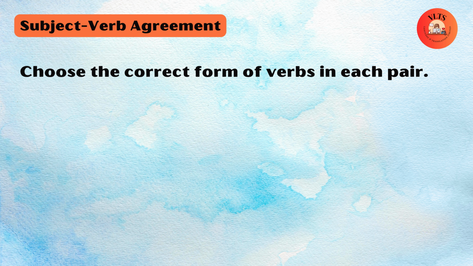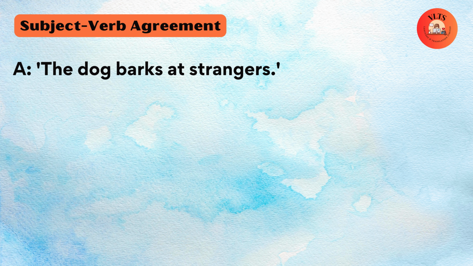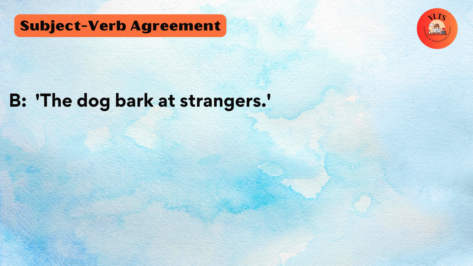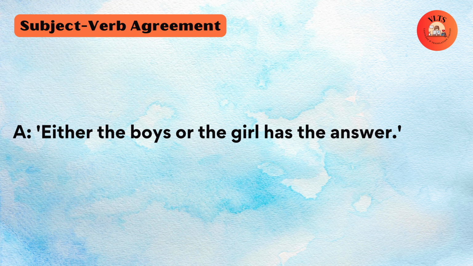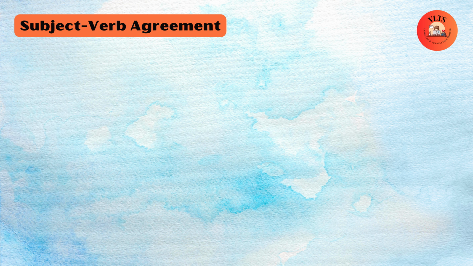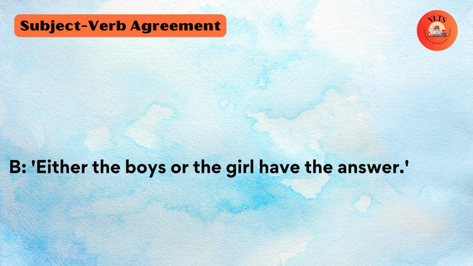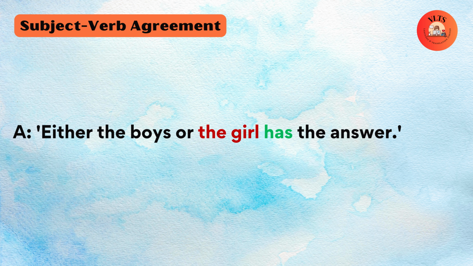Choose the correct verb. The dog barks at strangers. The dog bark at the strangers. Either the boys or the girl has the answer. Either the boys or the girl have the answer.